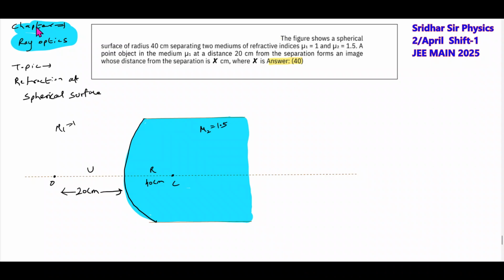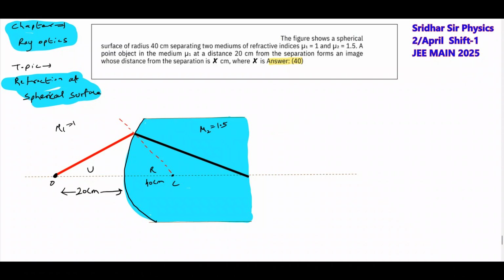There's a topic based on ray optics: refraction at a spherical surface, just based on the small formula. Now we have kept the real object. Here the ray of light will move from the rarer medium and be incident on the denser medium, and this is the normal. Then after refraction, we'll assume that somewhere here it is.